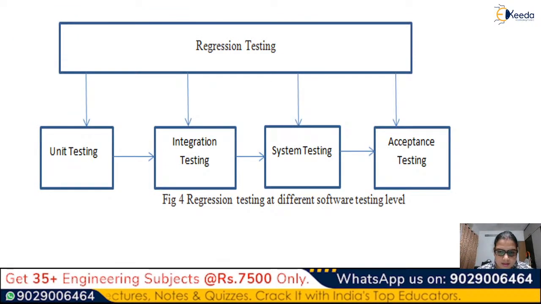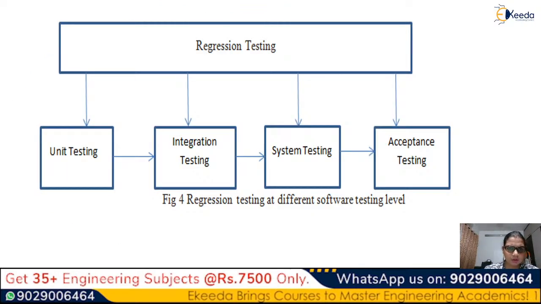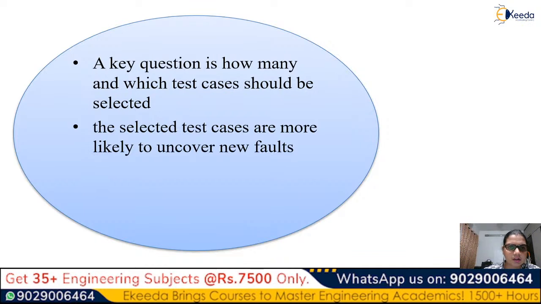Then, regression test cases at different software levels in software testing. Regression testing can be done at the level of unit testing, integration testing, system testing, and acceptance testing. Acceptance testing we'll see in the last part. So first we'll see about unit testing, but let me finish with regression testing.